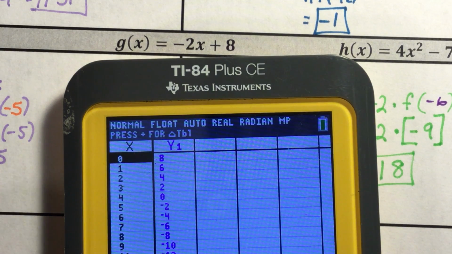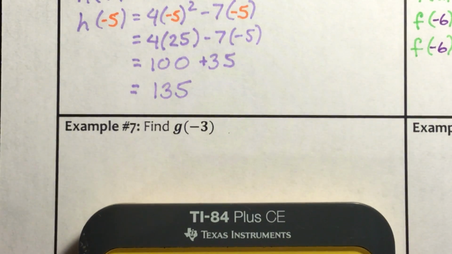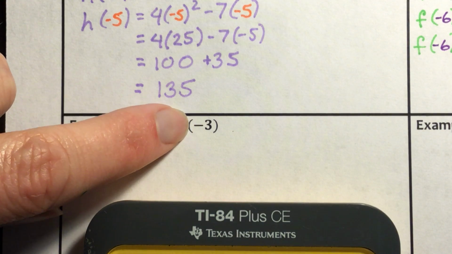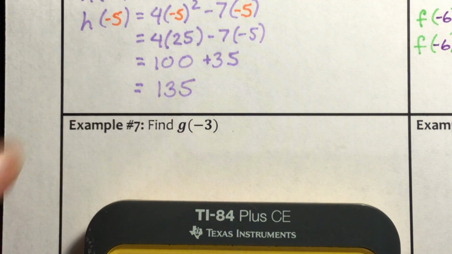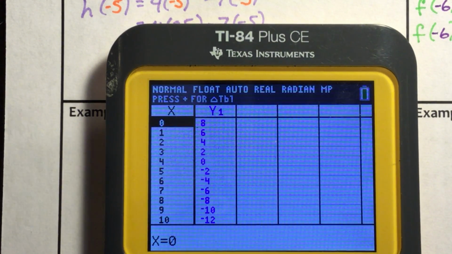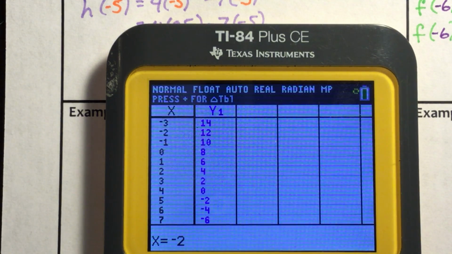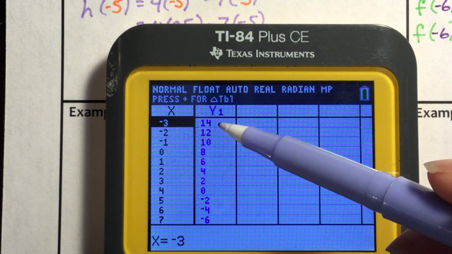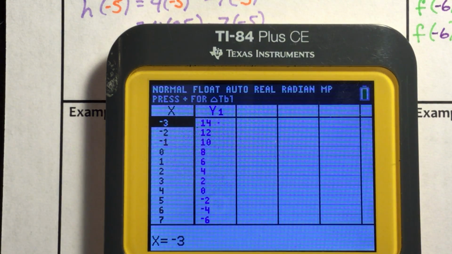Okay, so our problem said g of -3. So that means we're plugging -3 into the function. Well, -3 is not showing up, but if we hit the up arrow, we get -3. When we plug -3 into our function g, we get 14 as the answer.